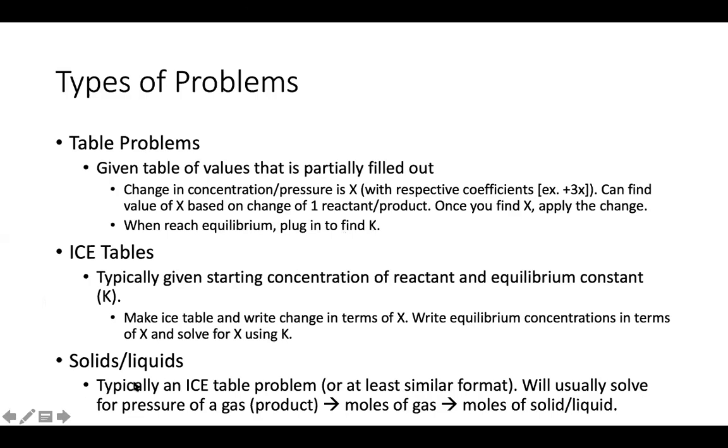And then solids and liquids, this is just a special type of ice table problem where typically you'll be solving for the pressure of a gas, which is often a product, and then you can use the ideal gas law to convert from pressure of gas to moles of that gas, and then you can use stoichiometry of your balanced chemical equation to find out information about a solid or liquid, right? Because we can't use equilibrium to directly tell information about a solid or liquid, okay?